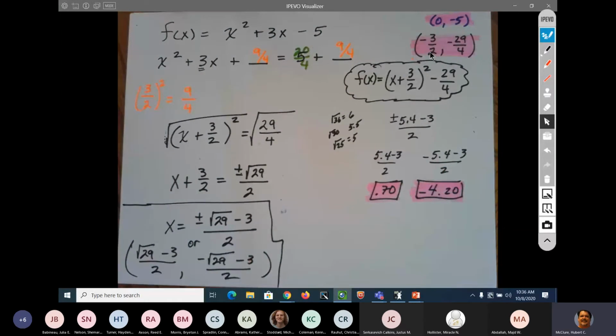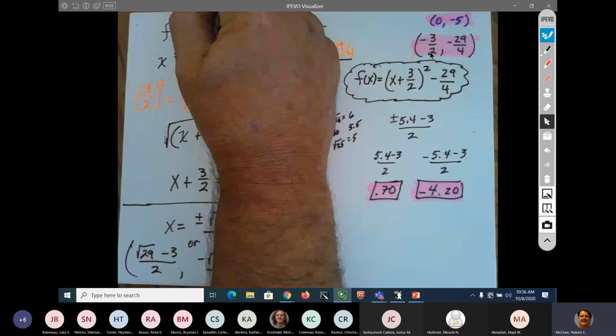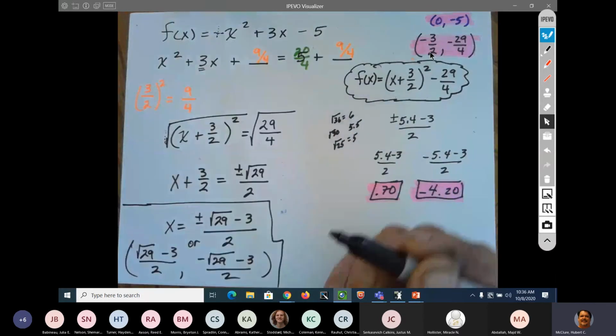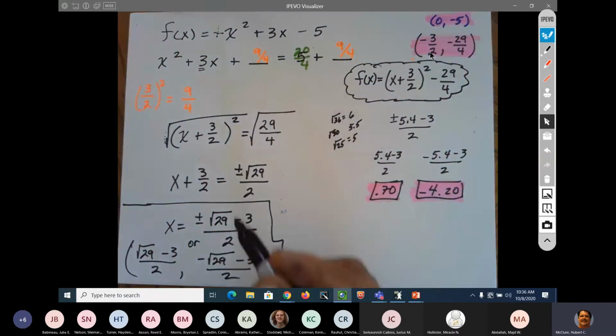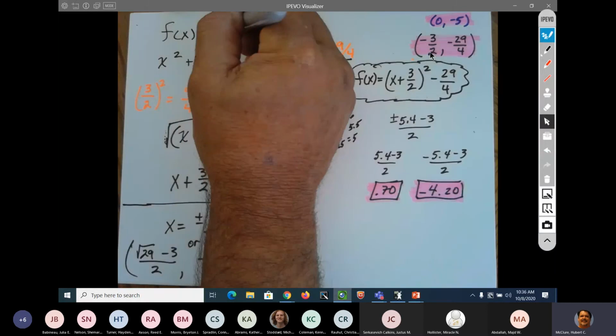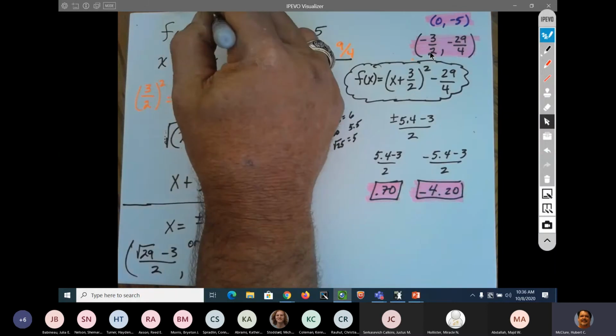You know it's going up because it's concave up because it's positive. And we're going to get to that here in just a second. Okay, since this is a positive x squared, that means it's concave up. And we're going to get to that eventually.